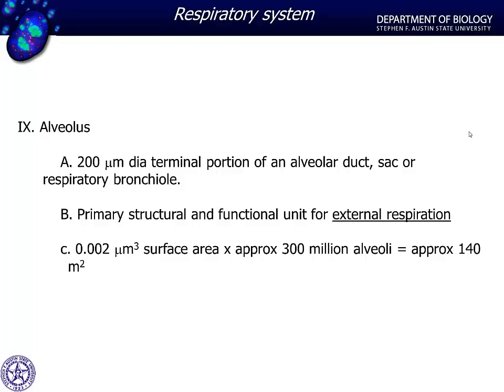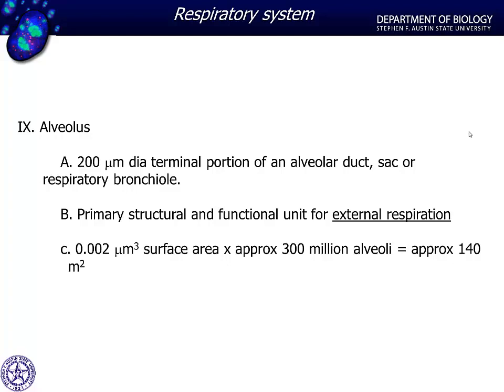Now the alveolus, this marks the end of our journey. This is where we have external respiration, and this is going to be the area where we have our respiratory membrane, where those gases can cross from the bloodstream into the air and back again. Now with approximately 300 million alveoli and the surface area per alveolus, we're going to have over 140 square meters of surface area present within our lungs themselves.